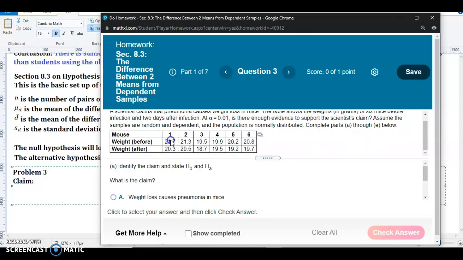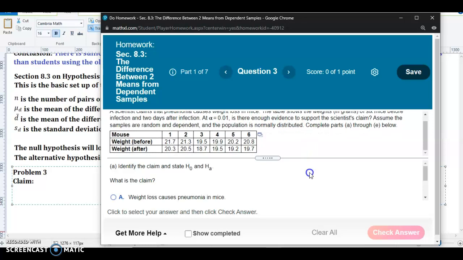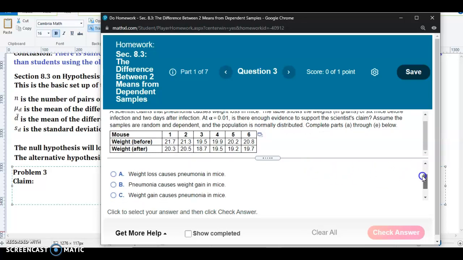So from the table, you can see that there were 6 mice used in this study: 1, 2, 3, 4, 5, 6. And then for each of the 6 mice, you have their before weights in the first row of the table, and then their after weights in the second row, making these data values dependent or paired, because the before and after weights are on the same mouse. So in part A, it's asking us to identify the claim and state the null and alternative hypotheses. The first part of the question is, what is that claim? The problem says that a scientist claims that pneumonia causes weight loss in mice. So read the answer choices carefully and then select the best one.